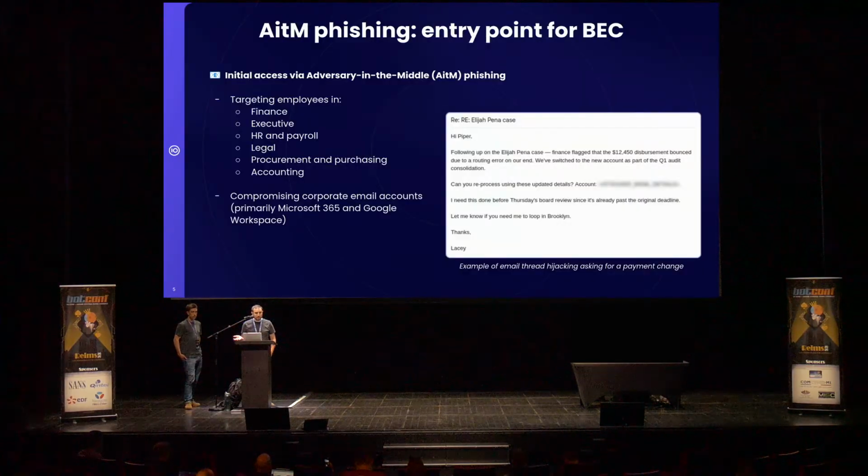So we got interested in the TTPs of BEC actors. And as you may guess, to impersonate employees working in finance, for instance, or HR or payroll, a common TTP is to try to take over the email account of the person, which means for most organizations these days, Microsoft 365 or Google Workspace accounts.